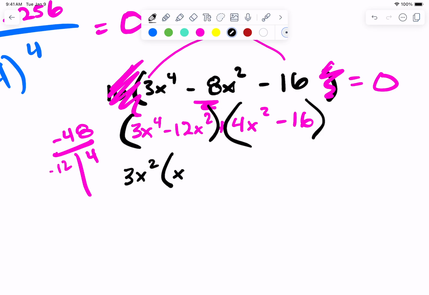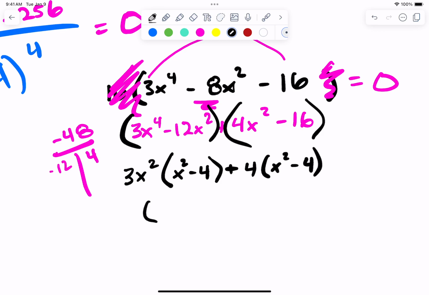Wait, where are we at? X squared, the second. X squared minus 4. Yeah, x squared minus 4. Take out a 4. Then take out a 4, and what's left is x squared minus 4. We did that for no reason.